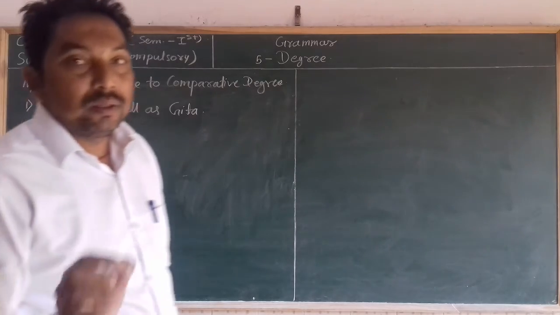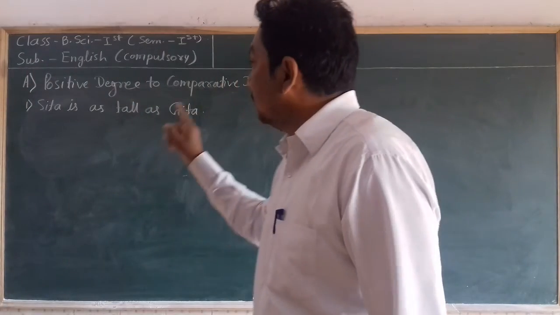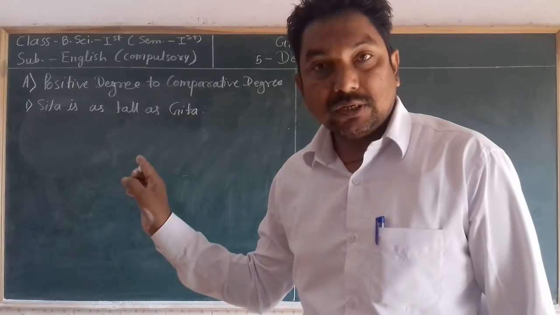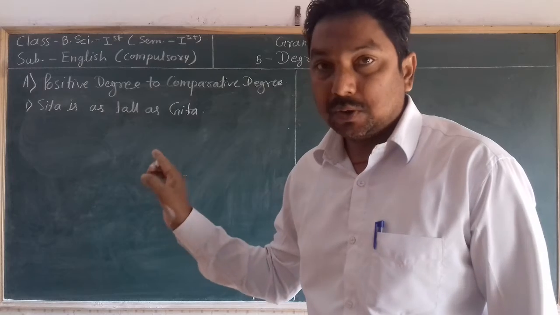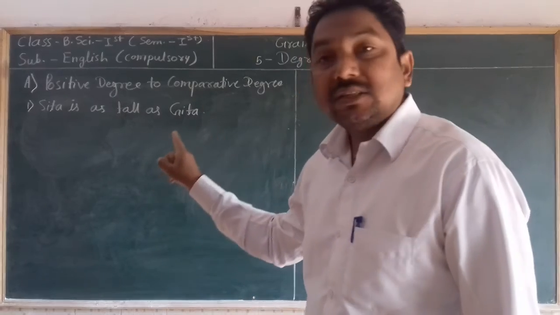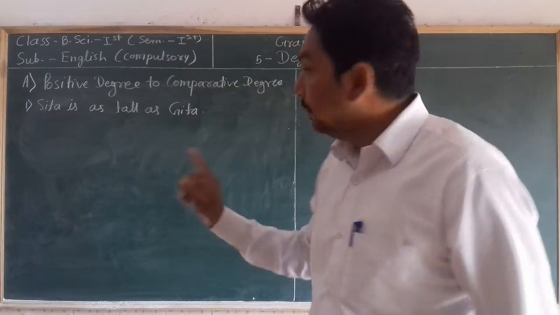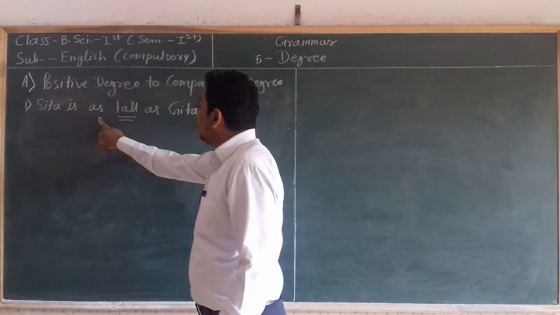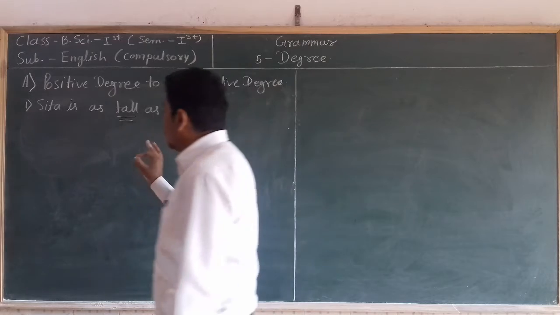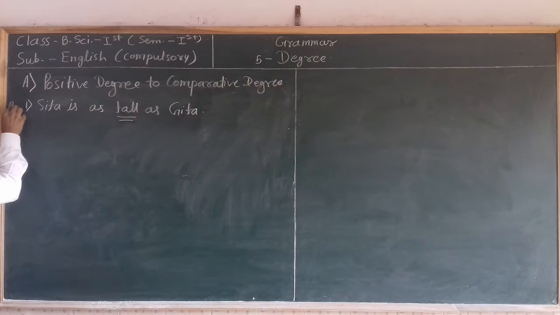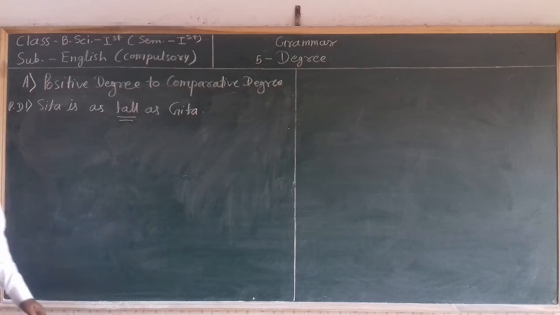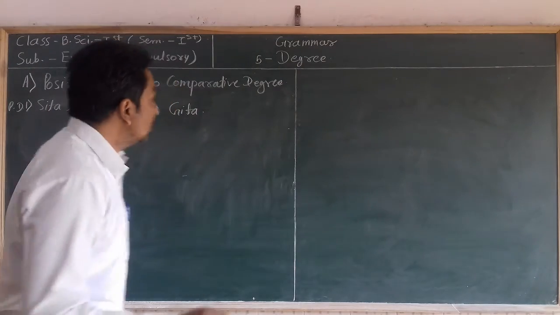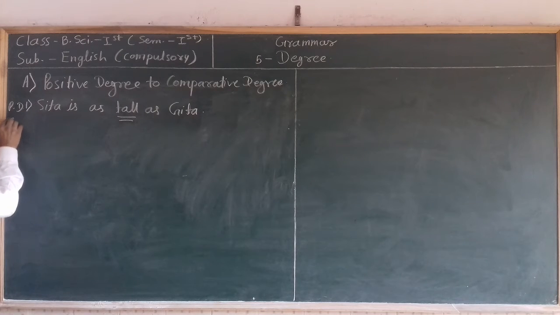So this is the sentence, Sita is as tall as Gita. How can we identify what kind of sentence this is? Is it positive degree, comparative degree or superlative degree? This sentence is positive degree. Why? Because the adjective word is between as. So this is the positive degree. And if you are asked to convert this into comparative degree, how can we change it into comparative degree?